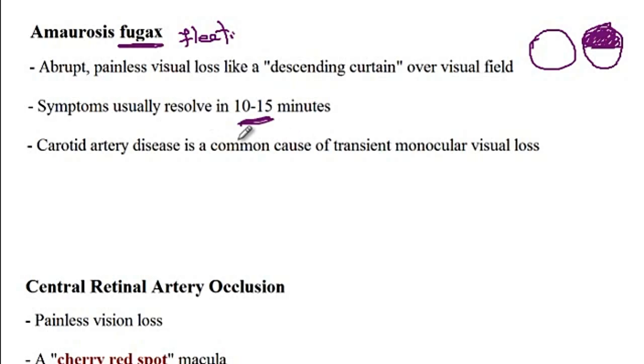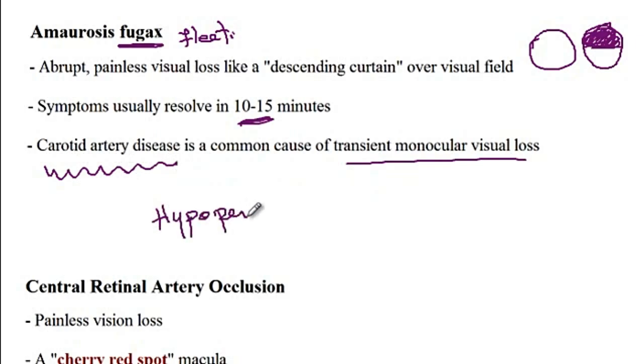Now, I would like you to note that there are many different conditions that can cause Amaurosis Fugax, but Step 1 examiners like to mainly focus on carotid artery disease, which is a common cause of transient monocular vision loss, also known as Amaurosis Fugax. And so in patients that have severe carotid artery stenosis, as a consequence of which there is hypoperfusion of the choroid as well as the retinal arteries, there would be a transient loss of the vision.